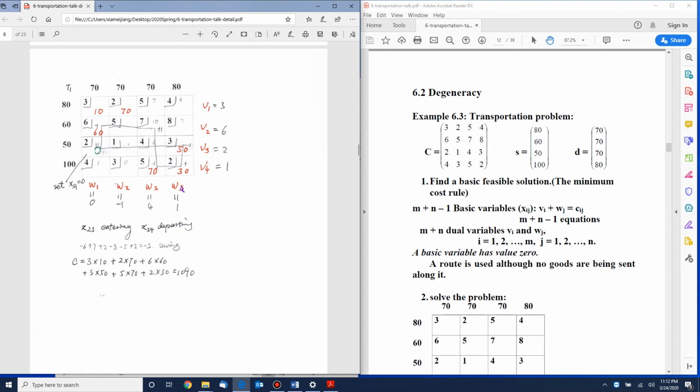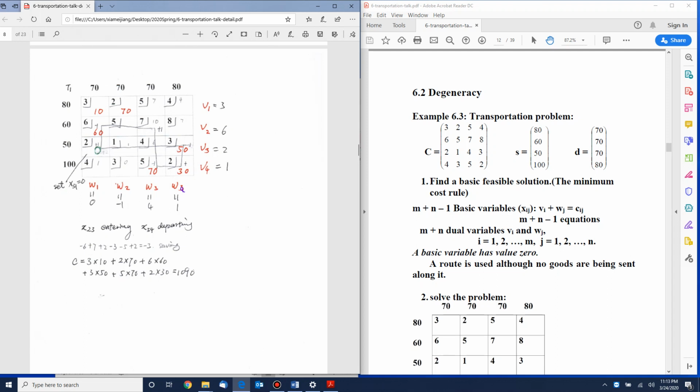It's minus 6, right? Minus 6 plus 7 in the second row, and then plus 2 and minus 3 in the third row, and then plus 2 in the fourth row, and then minus 5. So totally equals minus 3. So that's the $3 we can save.